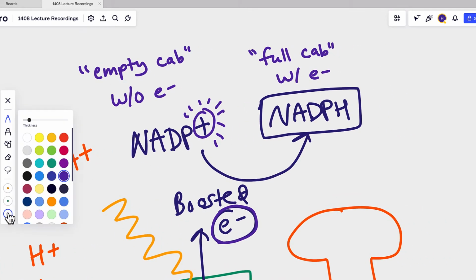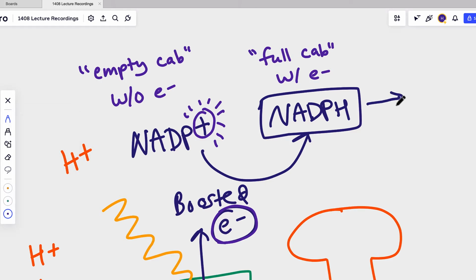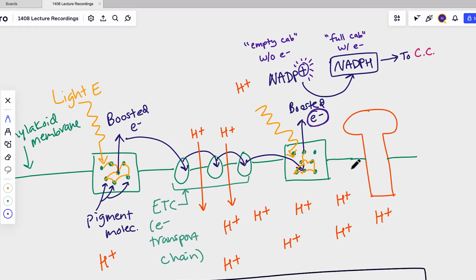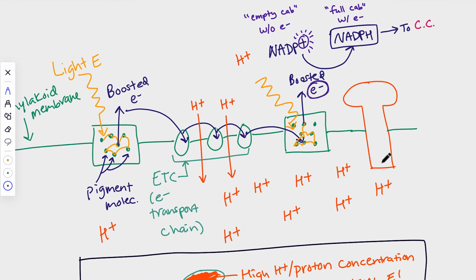And that matters because it's going to take those electrons to the Calvin cycle. Because as we mentioned, that's the point of these light reactions, is to make stuff to make the Calvin cycle. So CC is Calvin cycle. So now we've made our NADPH. If we think about this system, it needs to keep getting electrons in to keep flowing, right? Because you're taking electrons to the Calvin cycle.